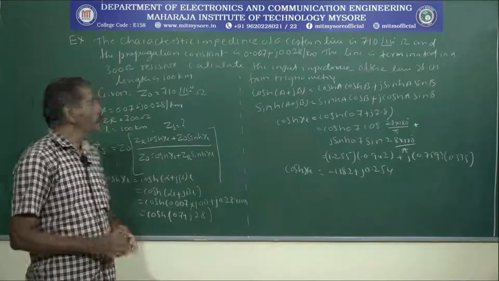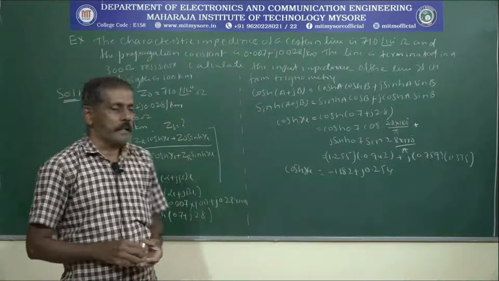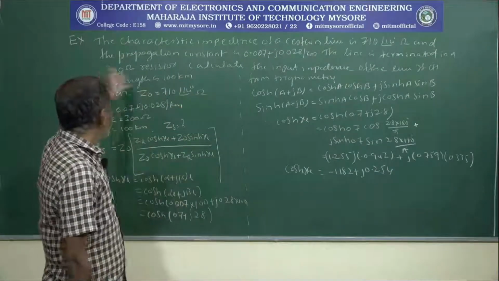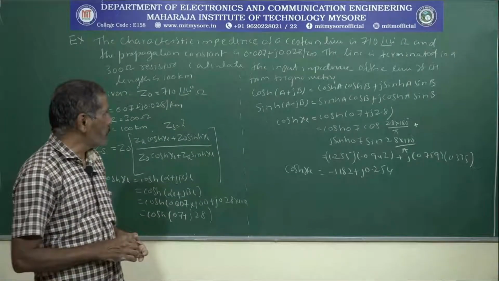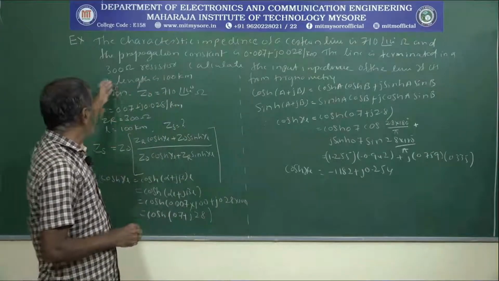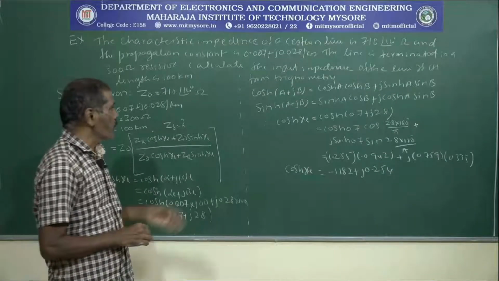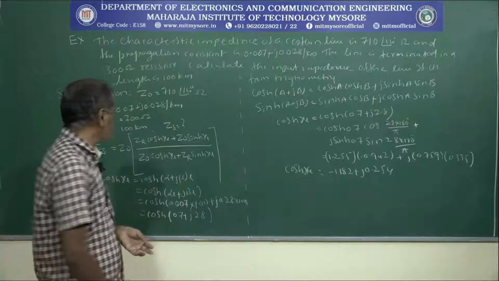Let us consider one particular problem on this input impedance. The characteristic impedance of a certain line is 710 at an angle of 14 degrees and the propagation constant is given as 0.007 plus j0.028 per kilometer. The line is terminated in 300 ohm resistors. Calculate the input impedance of the line if its length is 100 kilometers.